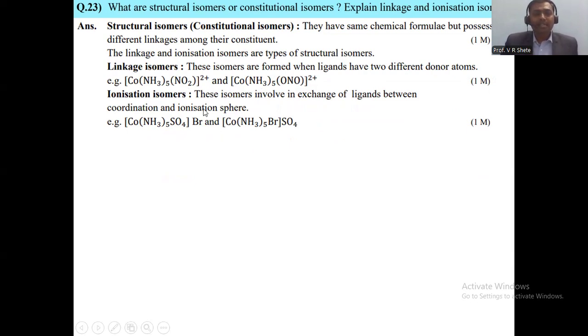And in the second example, ionization isomerism, if you change the ionization sphere of sulfate and bromine, the oxidation state of the complex will change. Here bromine is -1, and the complex carries a +1 charge. If you exchange the sphere, here sulfate is -2, then the complex carries a +2 charge. It means that if you change the ionization sphere, the oxidation state of the complex will change.